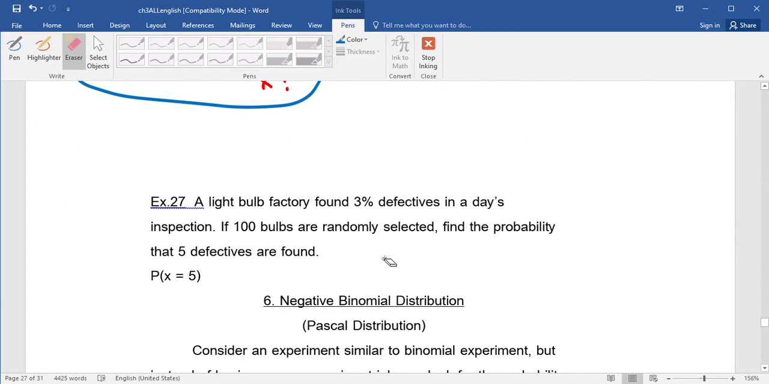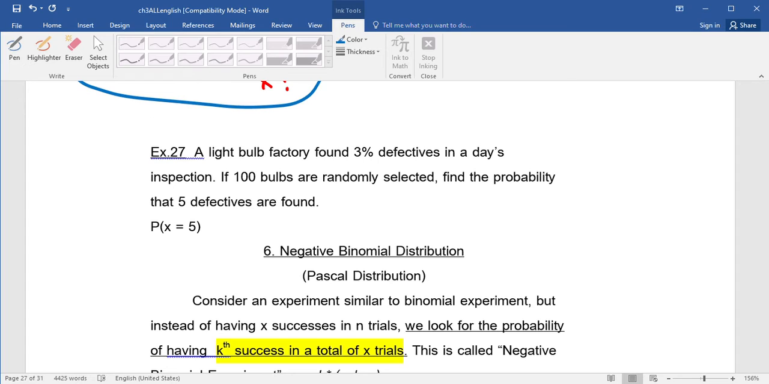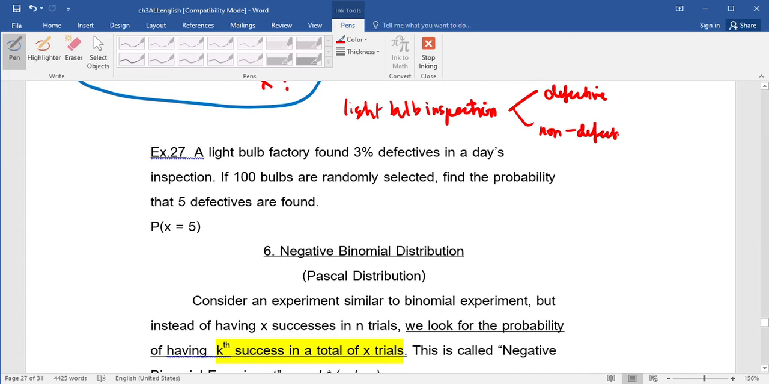A light bulb factory found 3% defective in a day's inspection. If 100 light bulbs are selected, find the probability that 5 defectives are found. So we're doing inspection of light bulbs. Our experiment is light bulb inspection. How many outcomes are possible? 2 outcomes. We can find defective light bulbs or non-defective light bulbs, right?